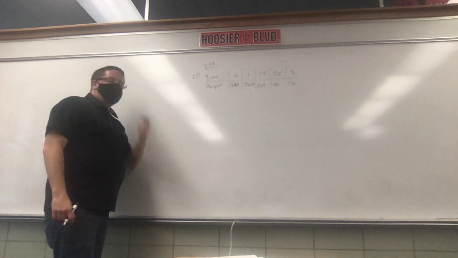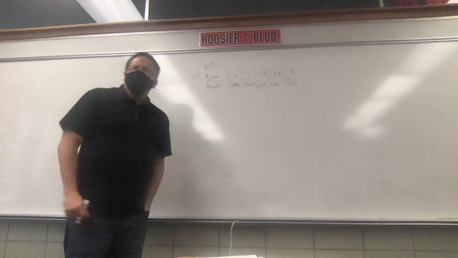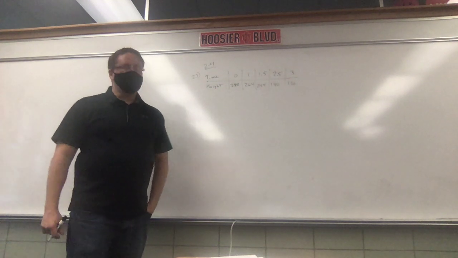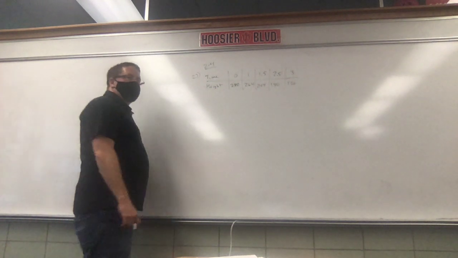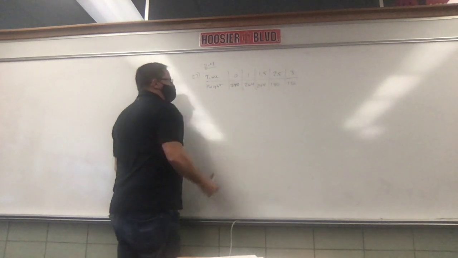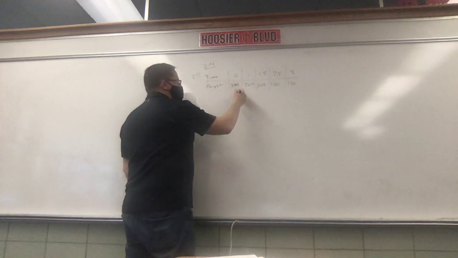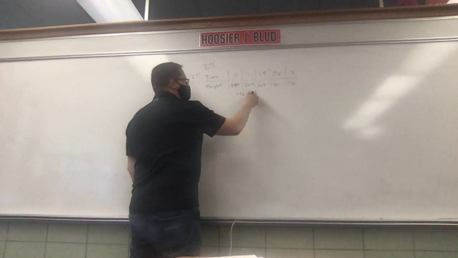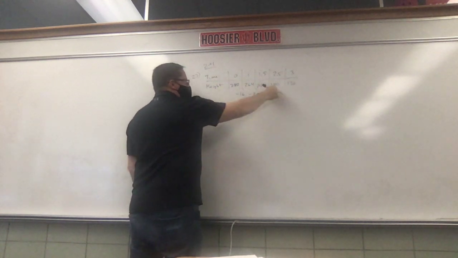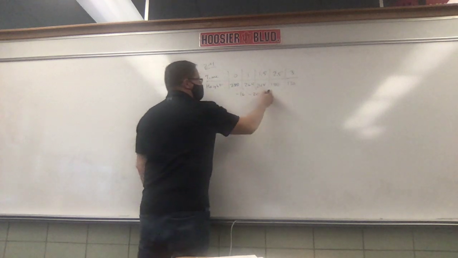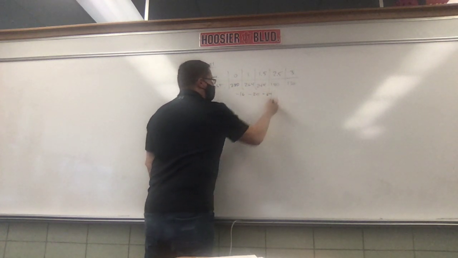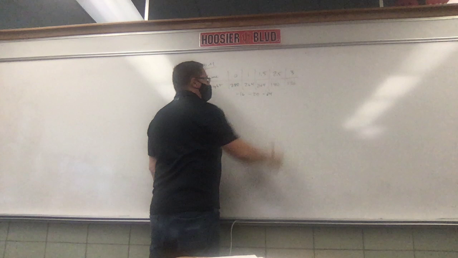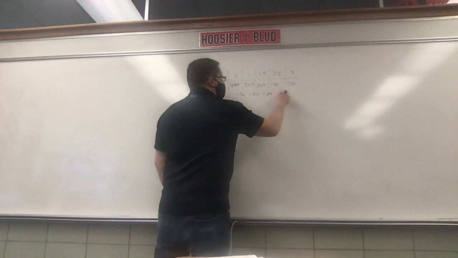Okay, so we need to find a model. Do you guys remember what we do first on this? Subtract. Big minus little? Right minus left, okay? 264 minus 280 is negative 16. 244 minus 264 is negative 20. 180 minus 244 is negative 64. 136 minus 180 is negative 44.